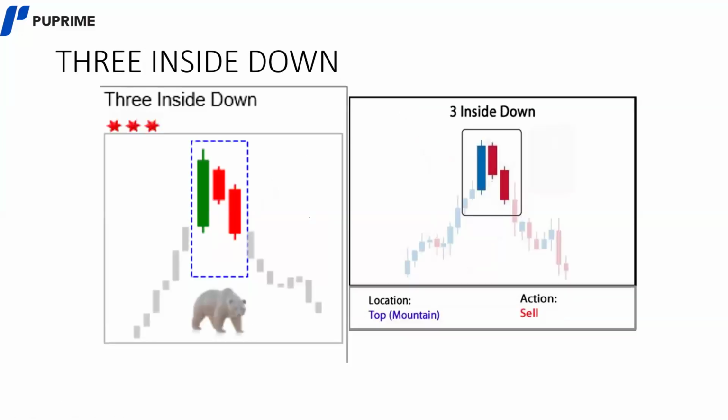Then we also have three inside down. This usually happens at a resistance zone, and it's still the same formation. The first candle is a bullish engulfing candle, the second has to close 50% below the first engulfing candle, and the last one will close below the engulfing candle, just like what we have here.